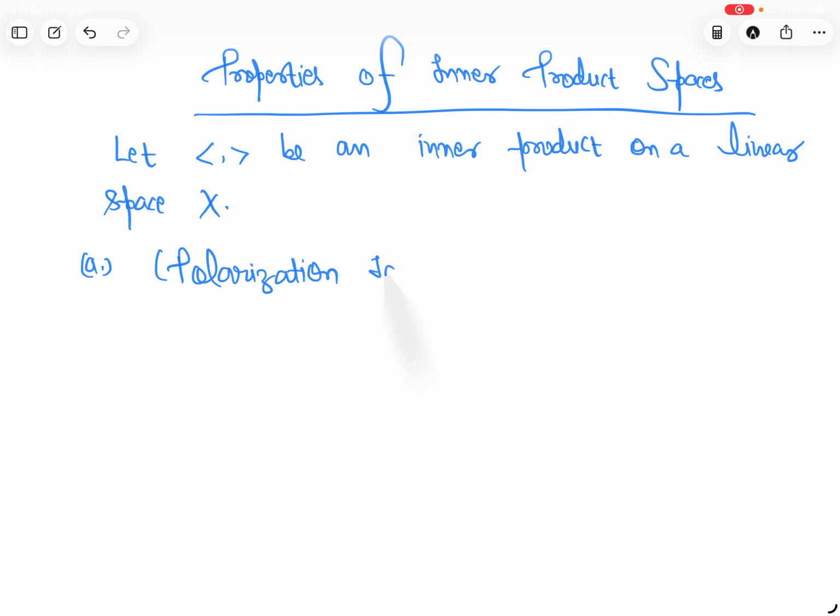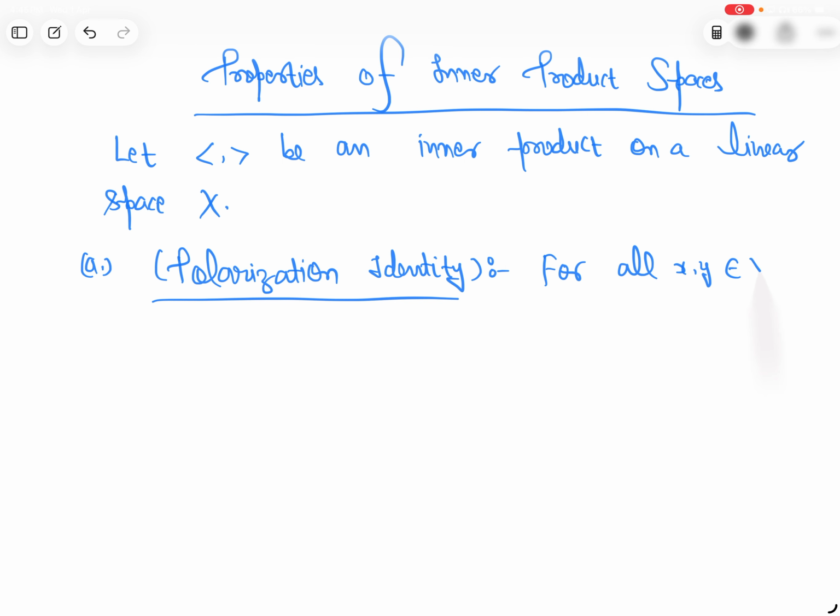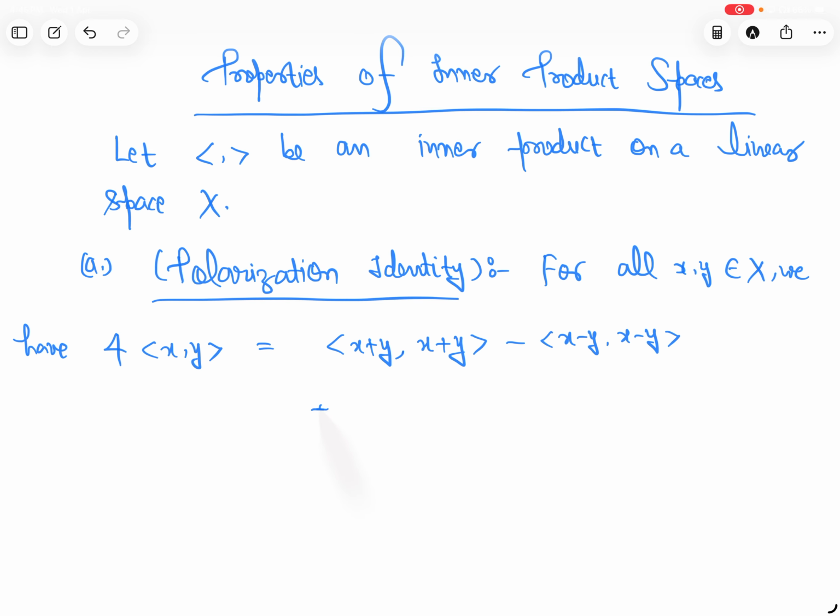Polarization identity. What is that? For all x, y belonging to X, we have four times the inner product of x and y is equal to the inner product of x plus y with x plus y, minus the inner product of x minus y with x minus y, plus iota times the inner product of x plus iy with x plus iy, minus iota times the inner product of x minus iy with x minus iy. Okay, so this is called the polarization identity.